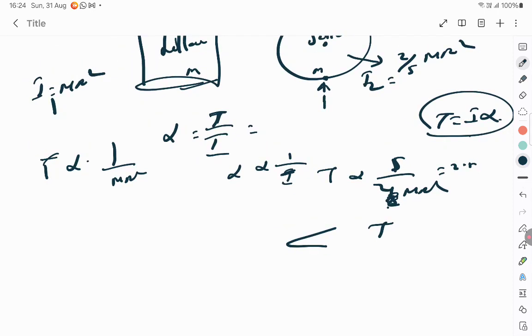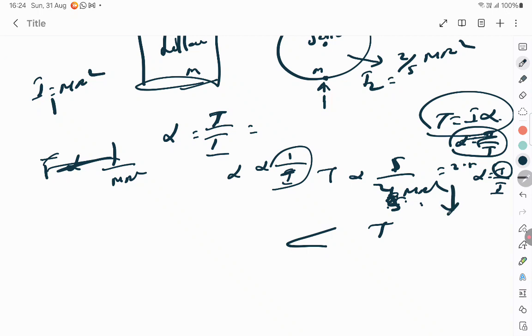Torque is equal to I alpha, so alpha is equal to T by I. Alpha is inversely proportional to moment of inertia, because torque is the same. Since the moment of inertia here is 2 by 5, it becomes 5 by 2. The moment of inertia of 2 by 5 shows that the moment of inertia is less, so the angular acceleration is more. Therefore the solid sphere will have a greater angular acceleration and a greater angular velocity also.